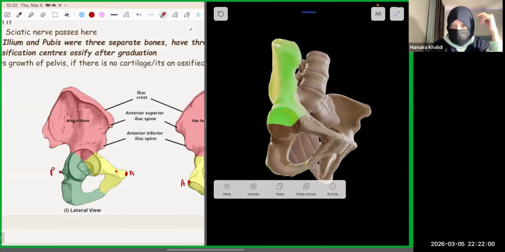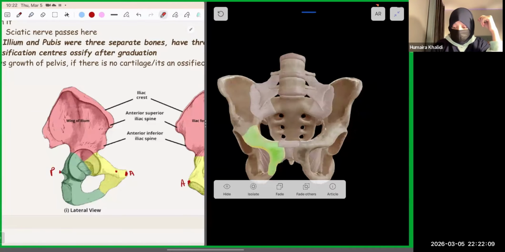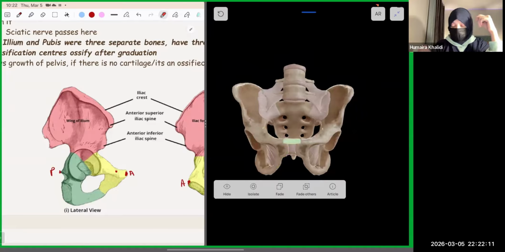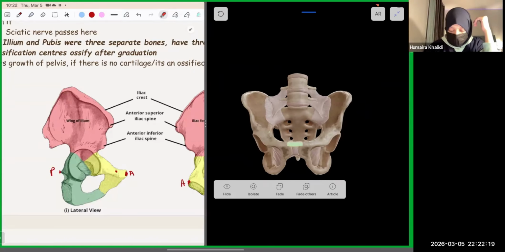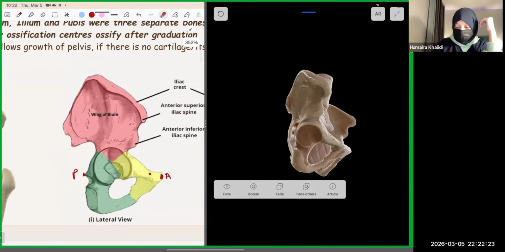So this is the ilium, and this is the ischium, and this is your pubis. Now, this is the pubic symphysis, which is a connection between both of your pelvic bones. Now, I need you to focus with me. I'm looking at this picture from the lateral view.